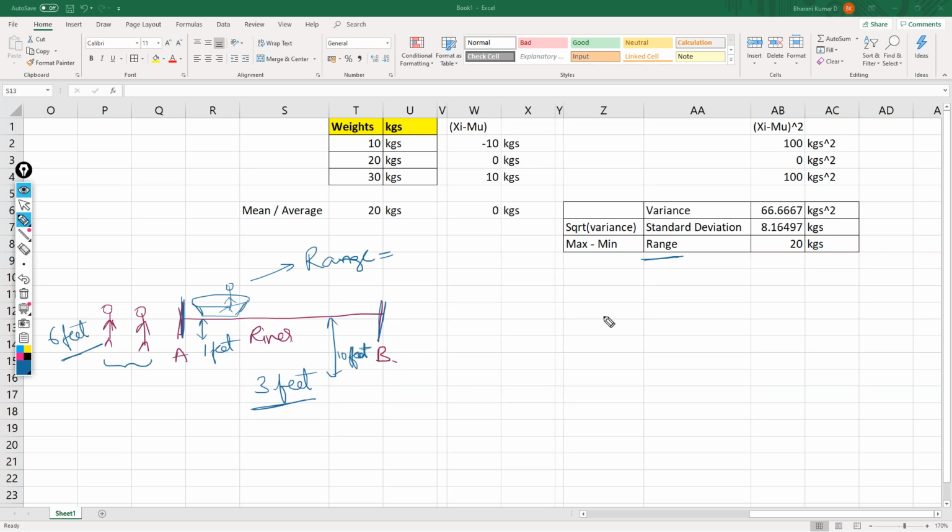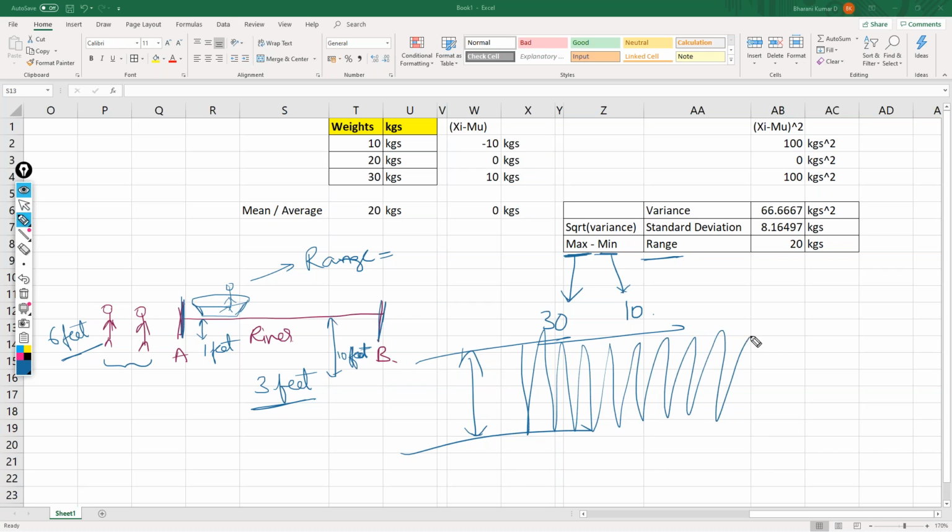A range is usually like two values, right? But how can it be one number, like 20 kgs? No, it's maximum minus minimum. It's 30 kgs to 10 kgs, a difference of 20 kgs. What is the variation, right? Dispersion. What is the dispersion of your values? You'll say 20. 20 kgs is what it's varying, meaning from 30 to 10.